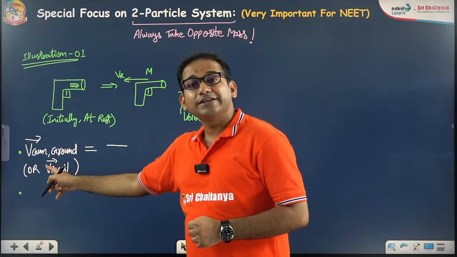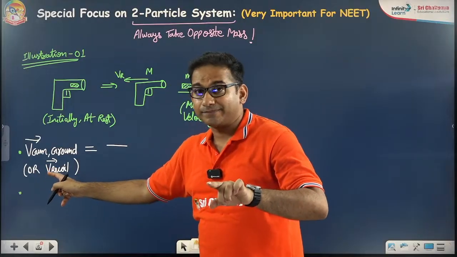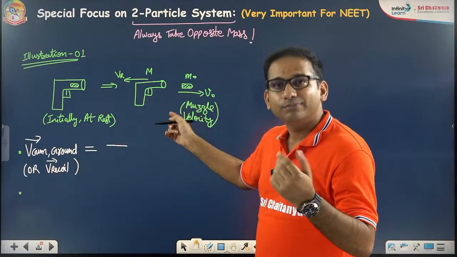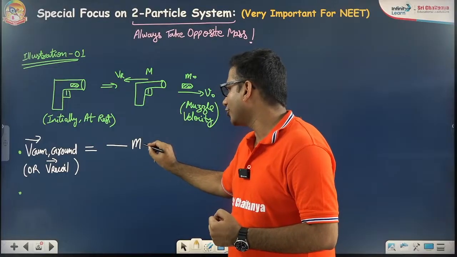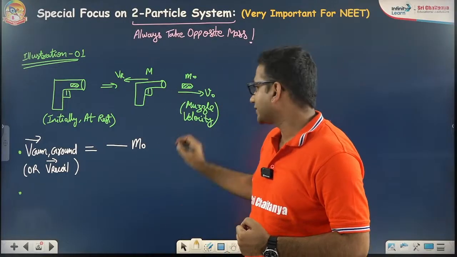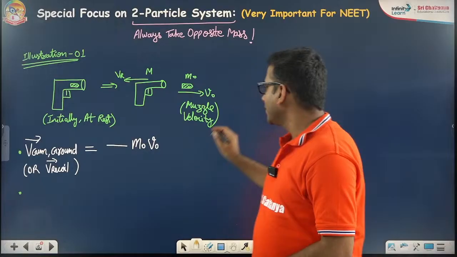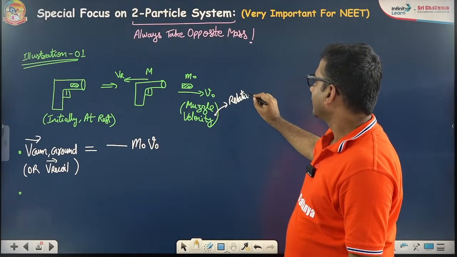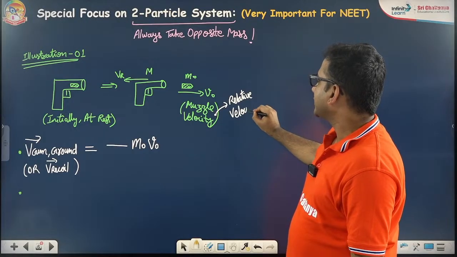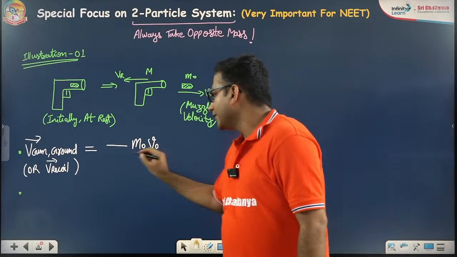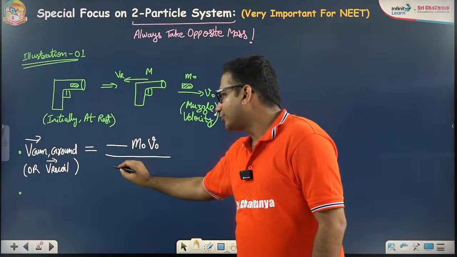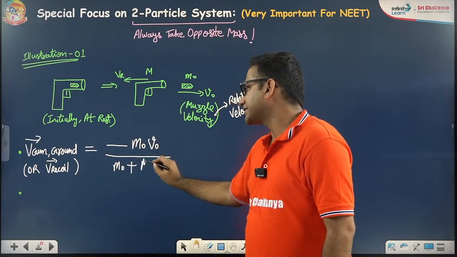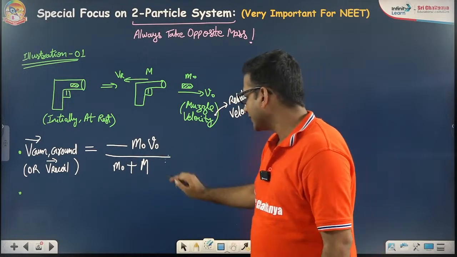Whose velocity are you writing? The gun's velocity. So whose mass is to be written? The bullet's mass. So that will be m naught into the relative velocity. The relative velocity is v naught. Muzzle velocity is actually the relative velocity here. So always take the opposite mass by the total mass of the system: m naught plus capital M.